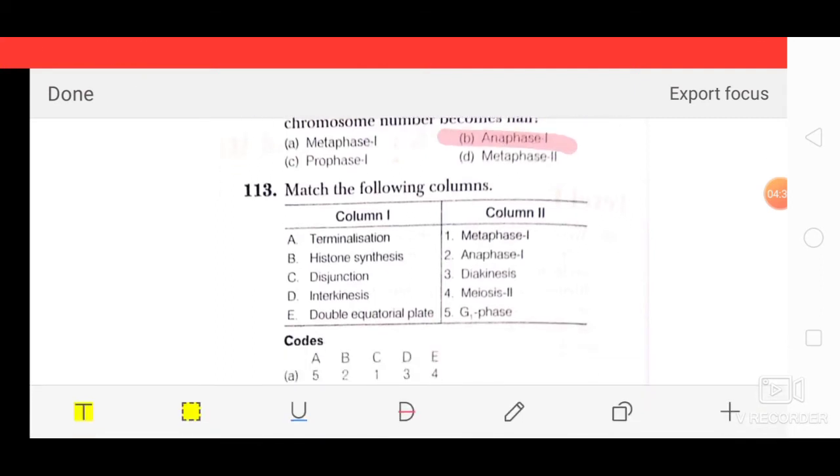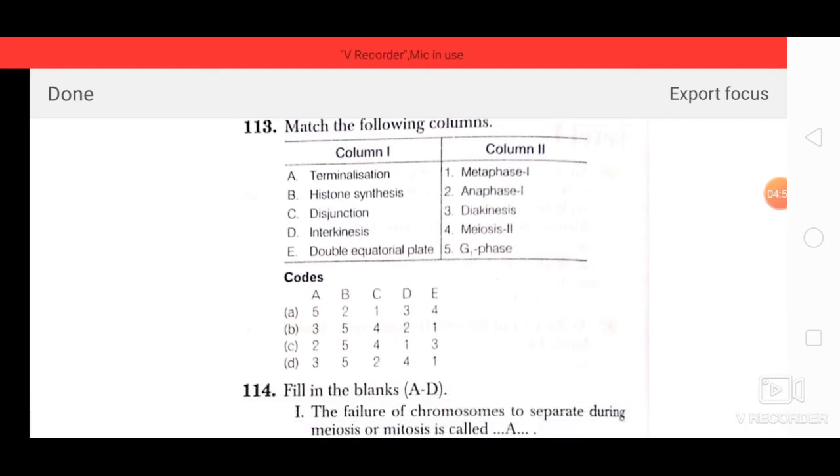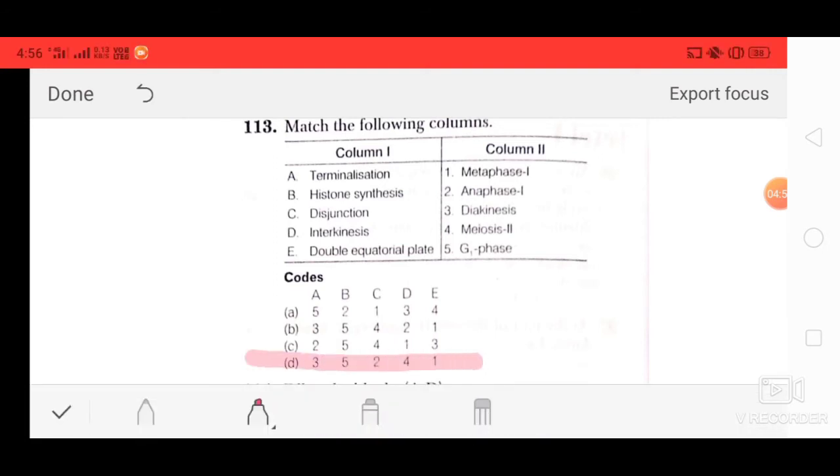Okay, next is matching. Terminalization is matched with diakinesis, histone synthesis matched with G1 phase, disjunction is matched with anaphase 1, interkinesis is matched with meiosis 2, and double equational division is matched with metaphase 1. So the correct answer of this question is option D, that is A ka 3, B ka 5, C ka 2, D ka 4 and E ka 1.